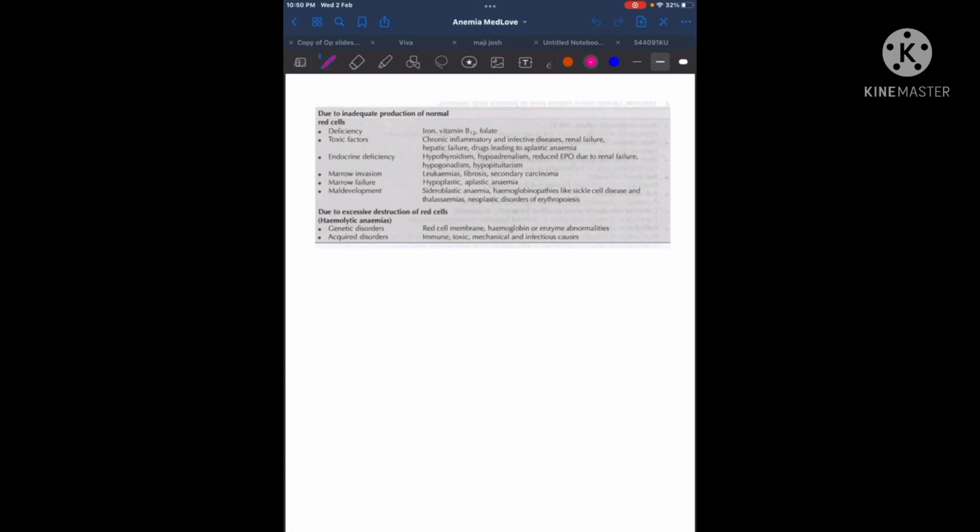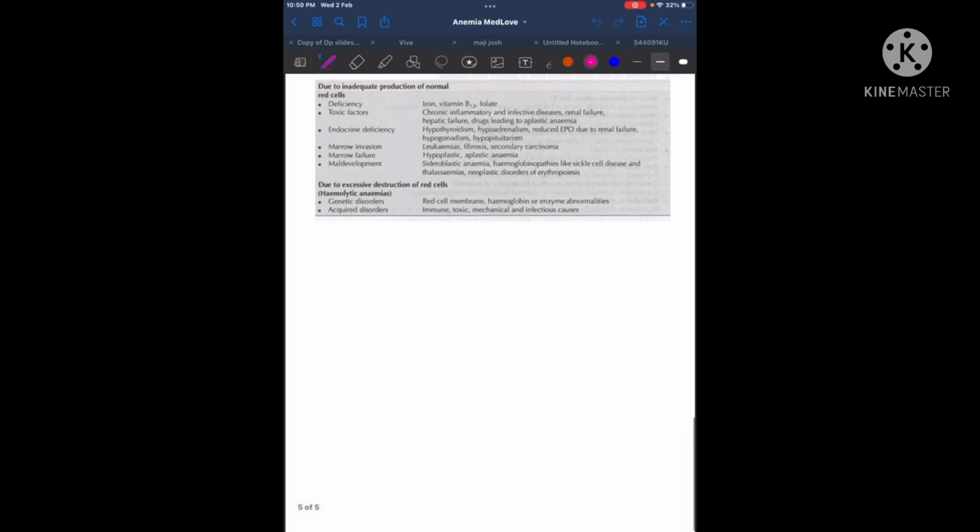Then there may be marrow failure like hypoplastic anemia, aplastic anemia. There may be marrow invasion like leukemia, secondary carcinoma. There may be due to toxic factors like chronic inflammatory and infective disease, renal failure, hepatic failure, etc. It may be caused due to maldevelopment like sideroblastic anemia, thalassemia, neoplastic disorder of erythropoiesis.